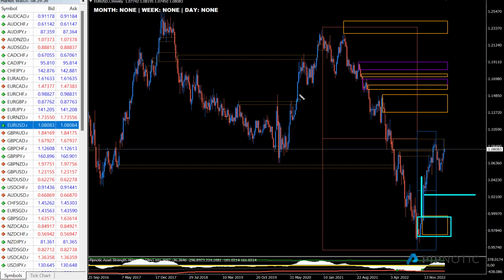I like this one here because we had this area of demand that was tested several times. Finally removed. The area that removed it is this one just here. So this is a really beautiful one, but this is a weekly chart. We are months away from it, so let's focus on what's happening closer to price.